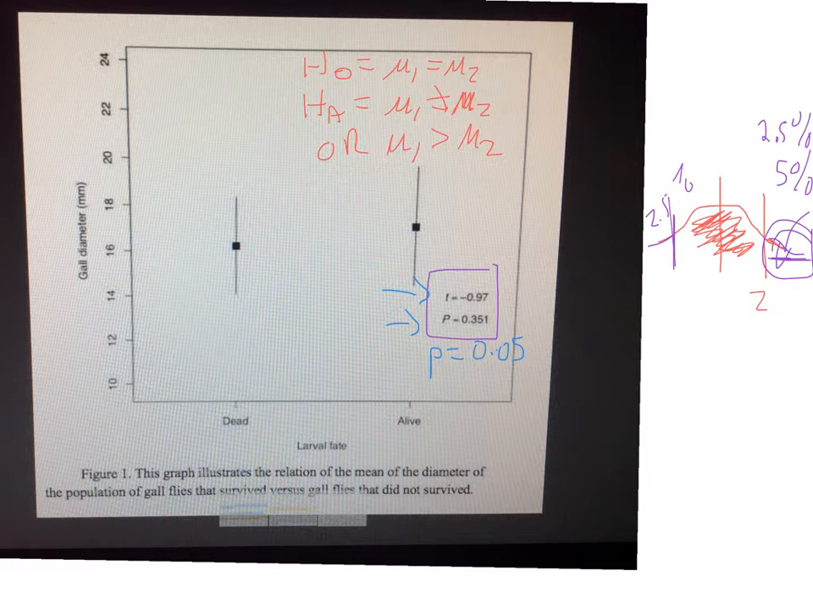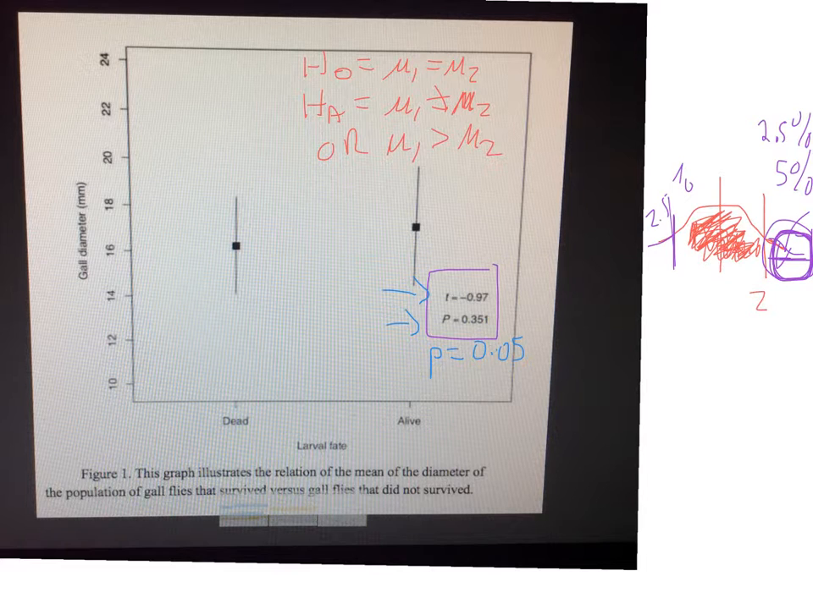So if one of those scores that you're comparing lands in this region and the other one is in the red region, then we say, wow, those are significantly different. If both scores land in this main red region, though, we say, nope, they're the same. So that's what you're trying to interpret based on what you're being given here.